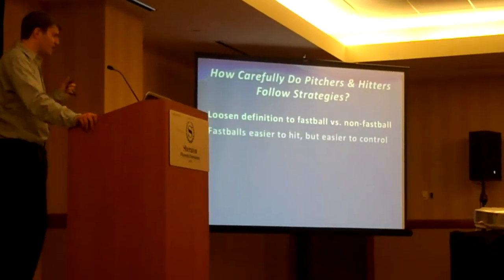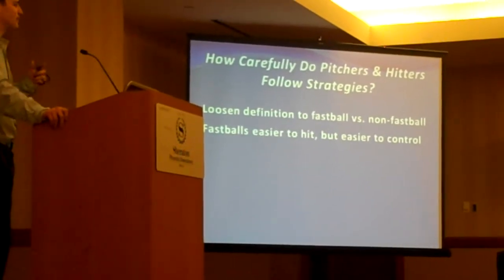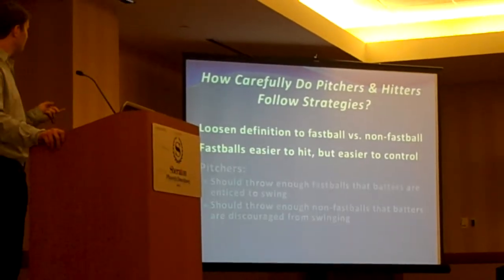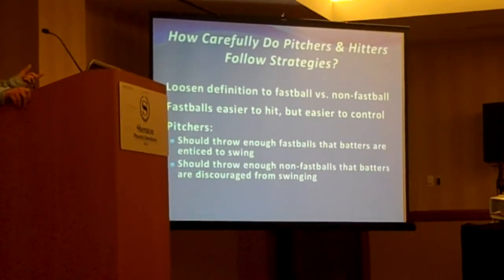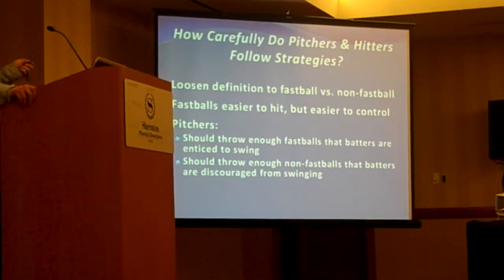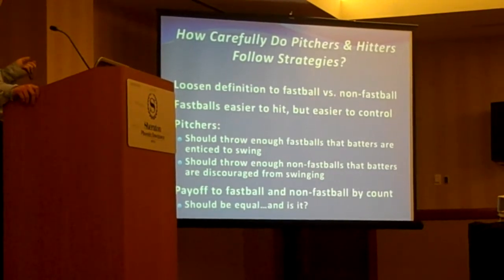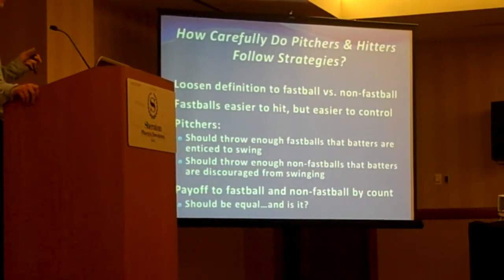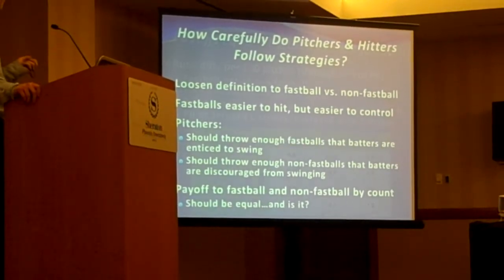And basically the way I'm thinking of this is the same way I had the fastball and changeup. Fastball is more like a strike. It's easier to hit, but easier to control. Basically, pitchers should be throwing enough fastballs because of the Bayesian-Nash equilibrium we found before. The batters are enticed to swing sometimes, but enough non-fastballs that they're discouraged. And just like that Kovash-Levitt paper, the payoffs to fastballs and non-fastballs by count should be equal, at least if you control for everything. The question is, is it?